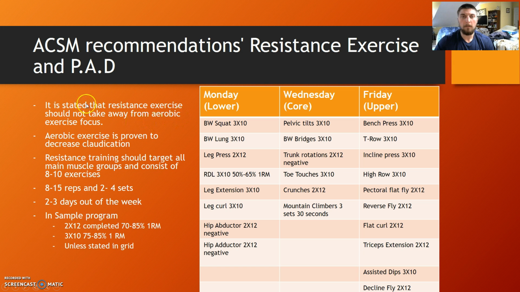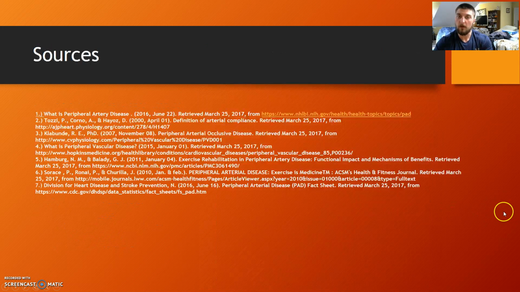Just to wrap it up, the ACSM recommends that we focus on aerobic training. However, they do see the benefits in resistance exercise, so we divide lower body and upper body. We use a lot of dynamic lower body exercises, and we always want to focus on aerobic strength because we want to strengthen the heart.